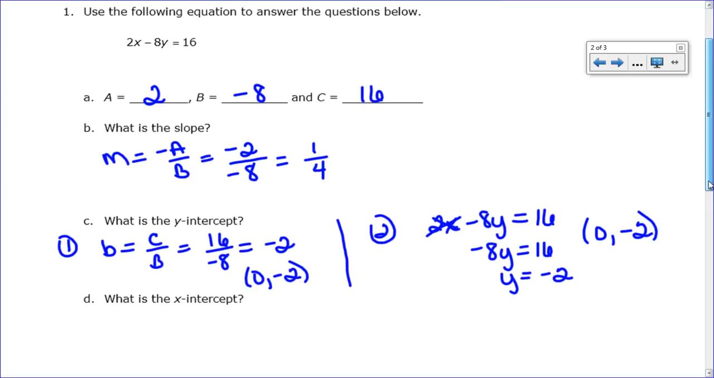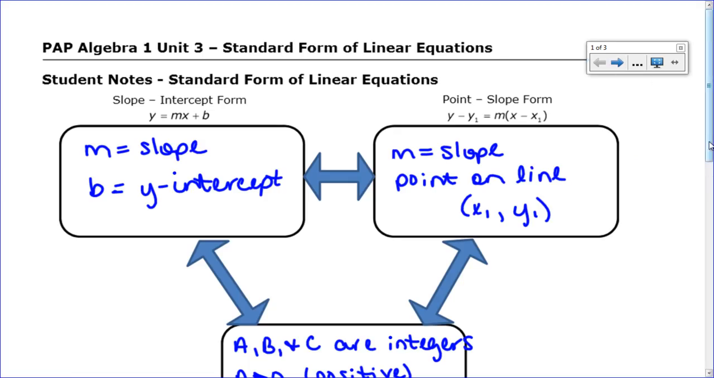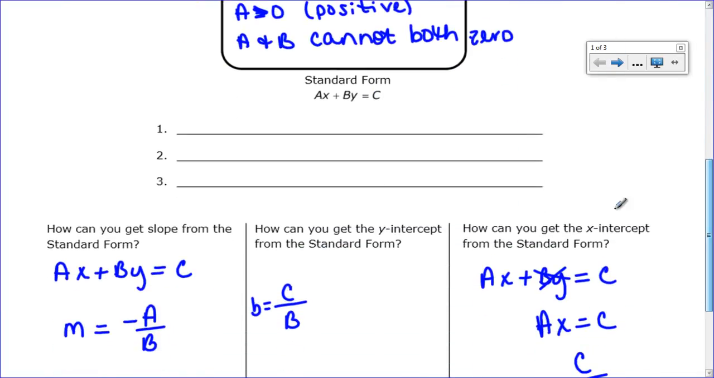And then D, again, we have two methods for that one. Option 1 is the shortcut. Oh God, what was my shortcut? I know, my brain died. C divided by A, right? Yes.